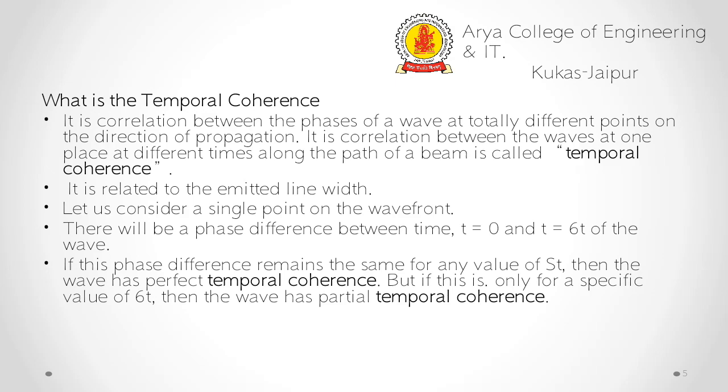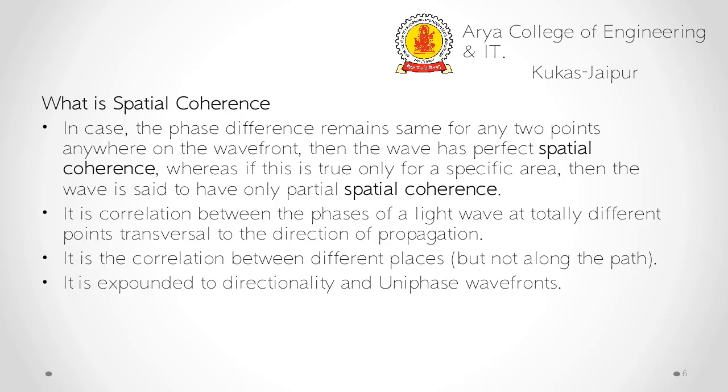Let us consider a single point on the wavefront. There will be a phase difference between time t equal to 0 and t equal to δt of the wave. If the phase difference remains the same for any value of δt, then the wave has perfect temporal coherency. But if this is only for specific values of δt, then the wave has partial temporal coherence.